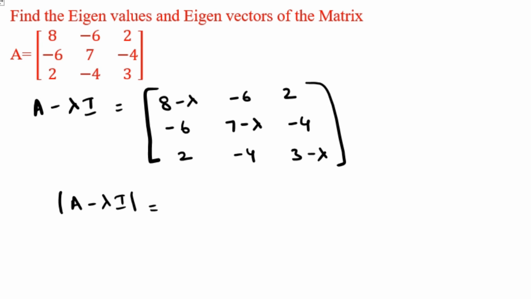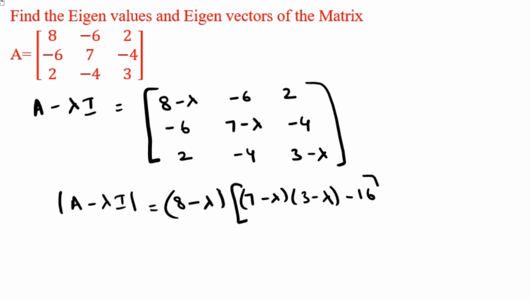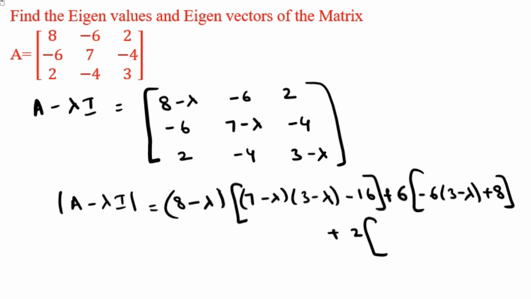which is given by 8 minus lambda times (7 minus lambda into 3 minus lambda minus 4 into 4 is 16), minus of minus 6 is plus 6 into (minus 6 into 3 minus lambda plus 8), plus 2 into (24 minus 2 into 7 minus lambda), which is equal to 0.